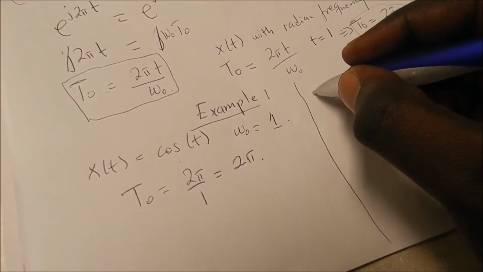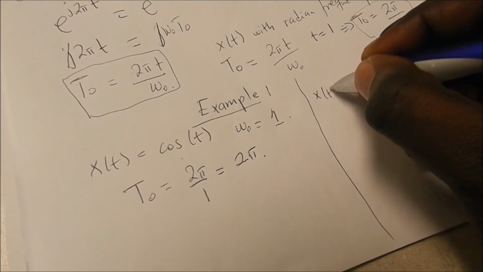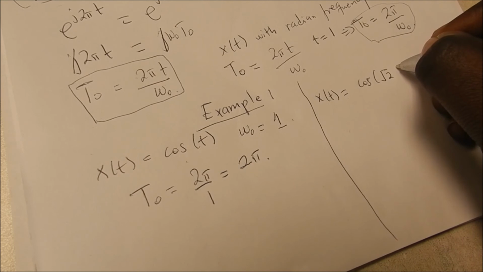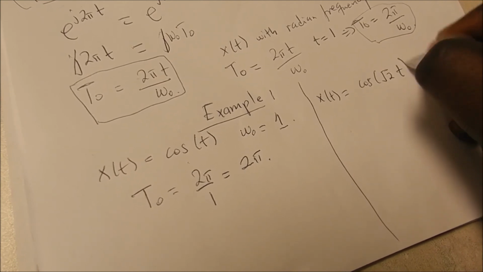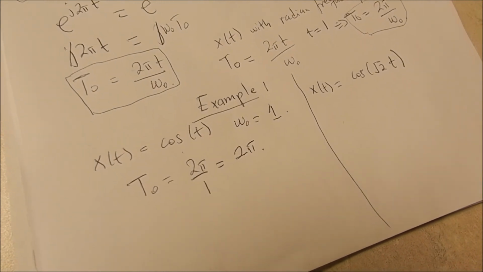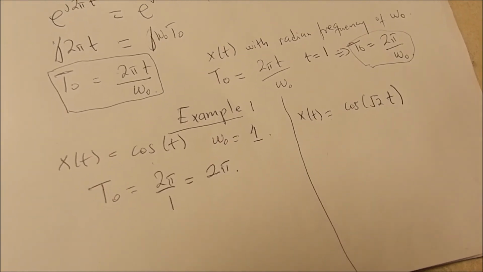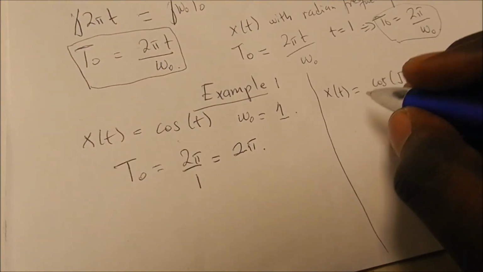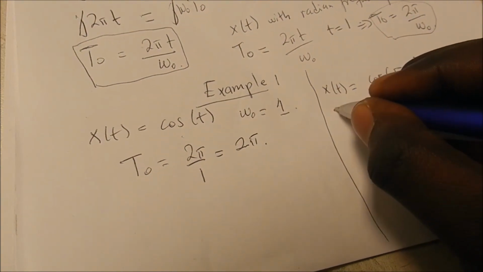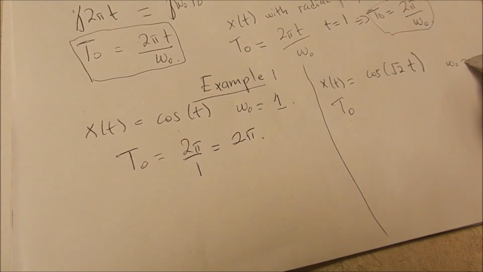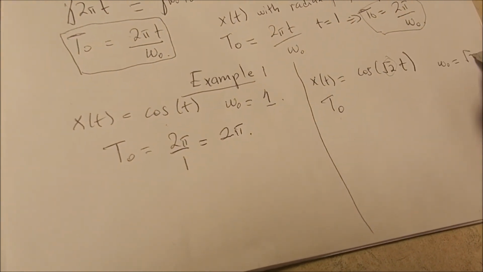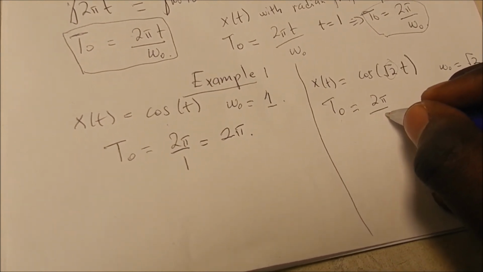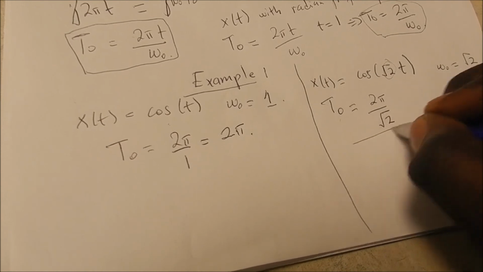Let's say you're given another example, x of t equal to cosine of square root of 2 t, and you're told this is a periodic signal and you're asked to find the fundamental period. Again, you plug that in. We know that omega naught is equal to the square root of 2, so the fundamental period is equal to 2 pi over square root of 2.